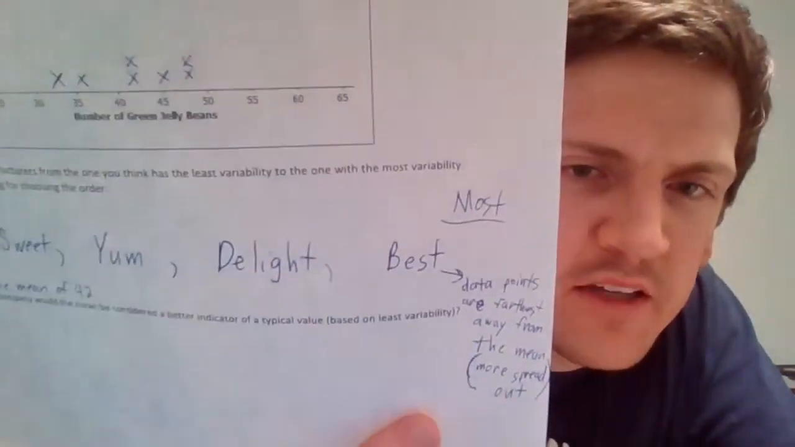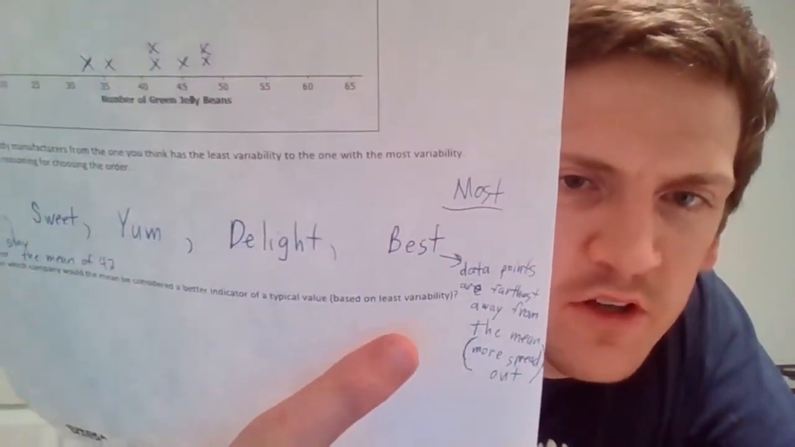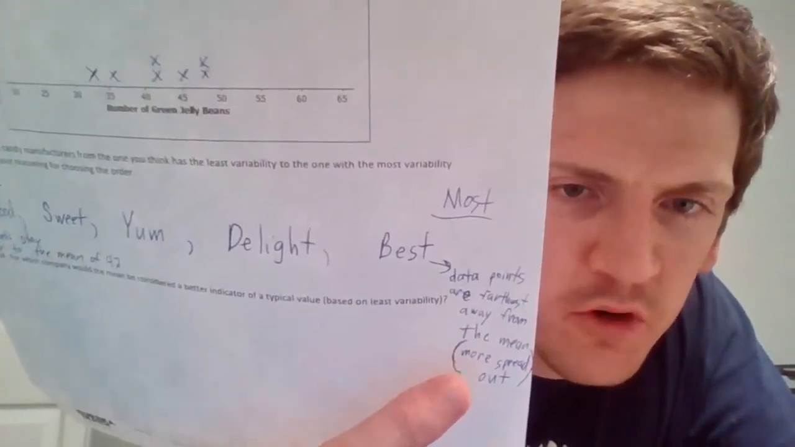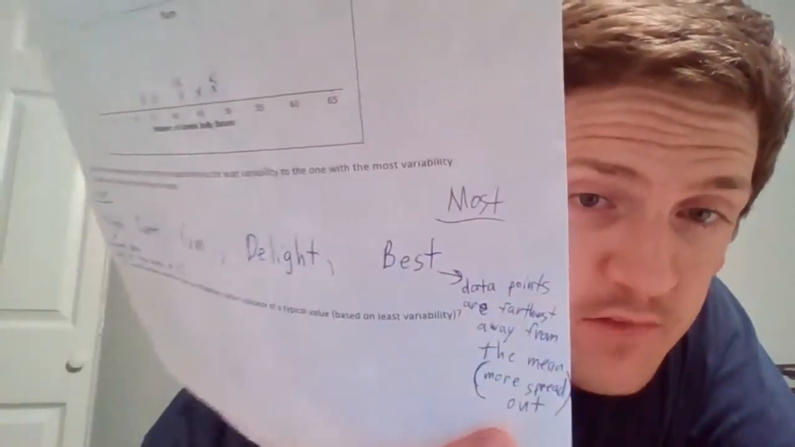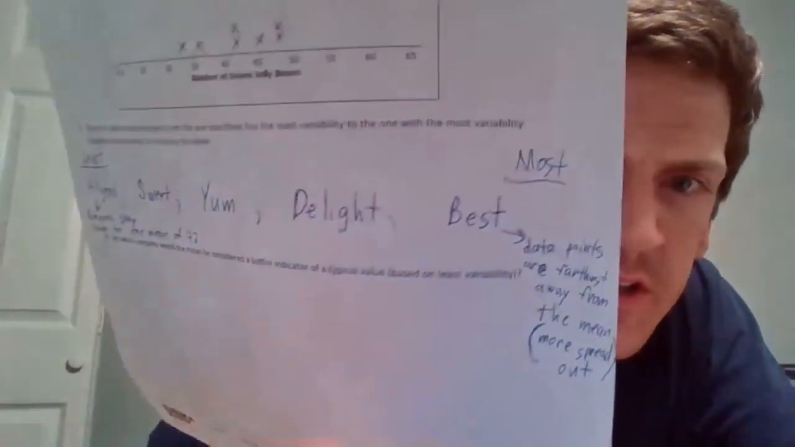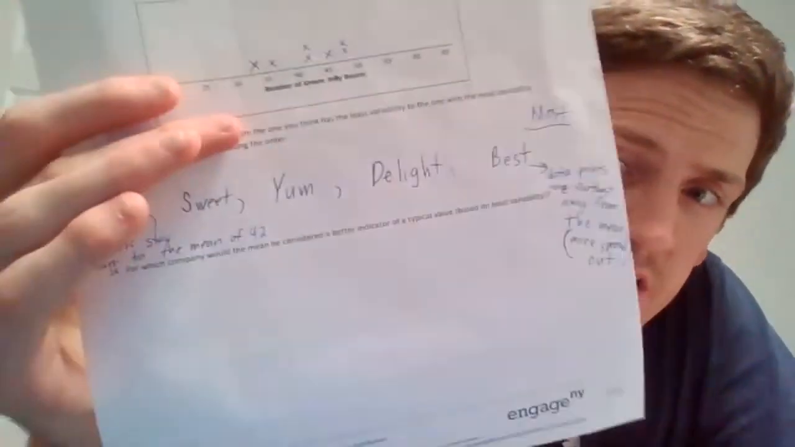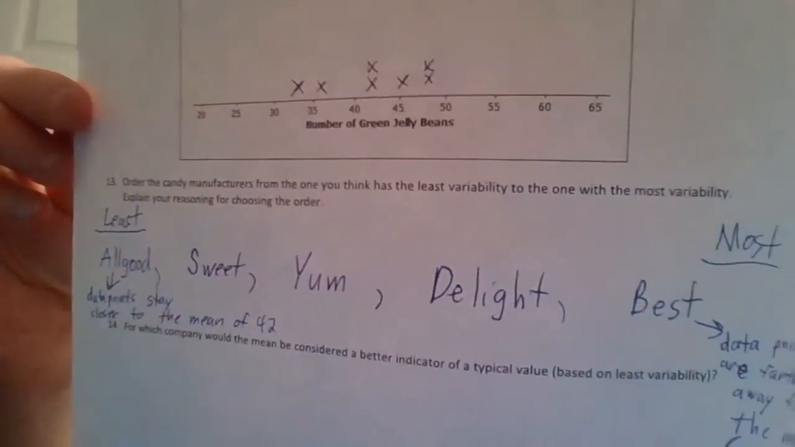And I'm just going to go ahead. I don't think I need any more for an explanation on least variability. But yeah, there's what I put for best. I said the data points are the farthest away from the mean, and I just wrote that they're more spread out. Okay. Again, just think of it as the closer they are, the less variability they have. The farther or the more spread out they are, the more variability they have.